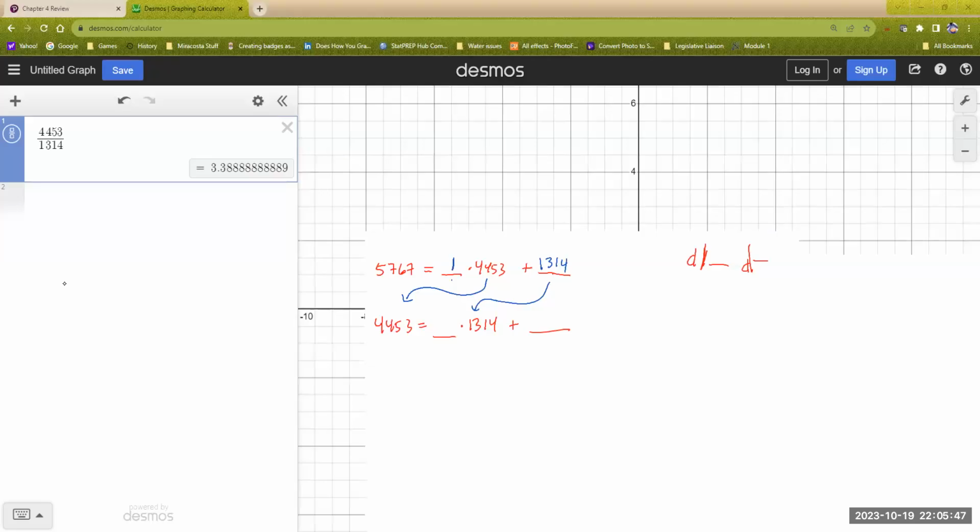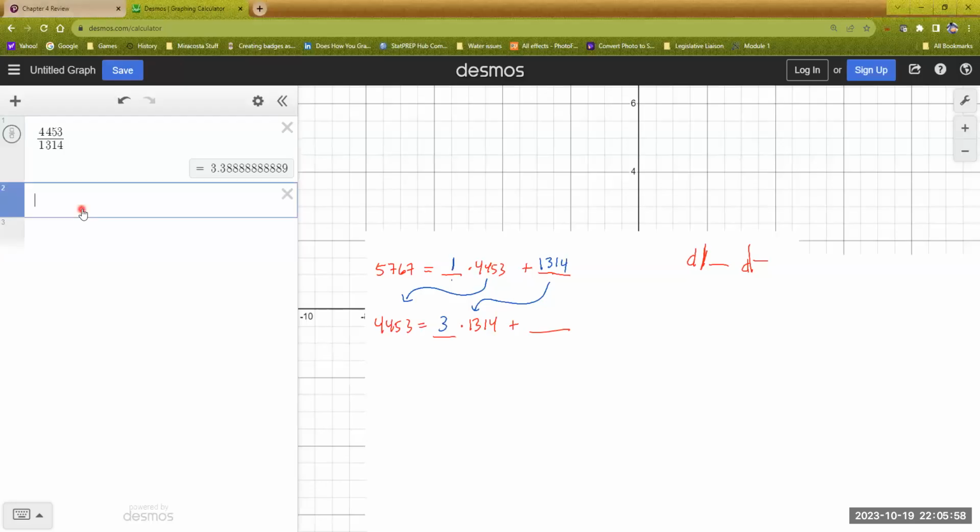So now as I come down, I'm going to say it goes in 3 times. And then I do have to do a little bit of work here to figure out the remaining piece. So I would say 4453 minus the 3 groups of 1314. And so I get 511. Okay, so 511. I'm going to write that down. That's my next component.